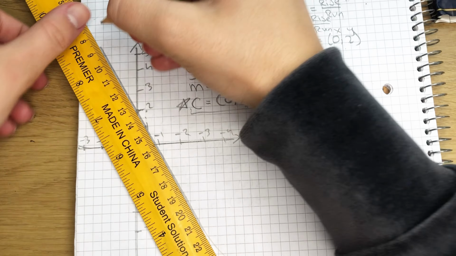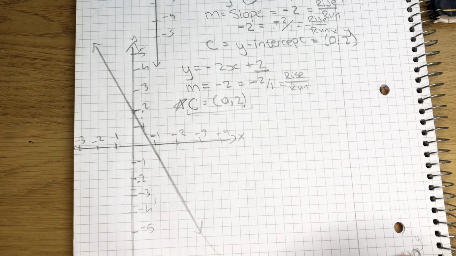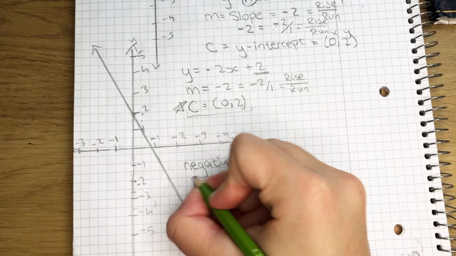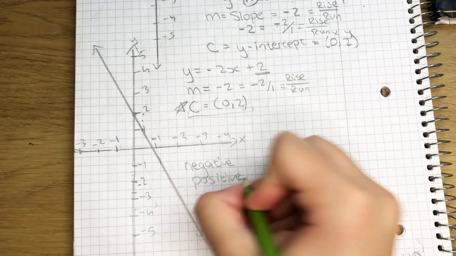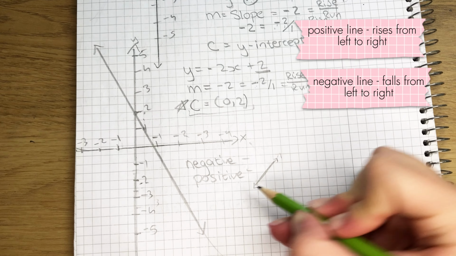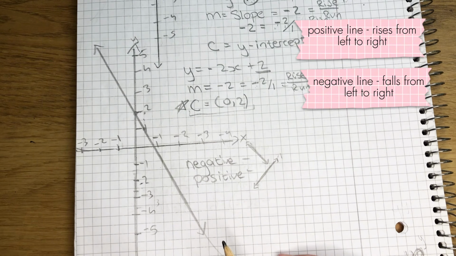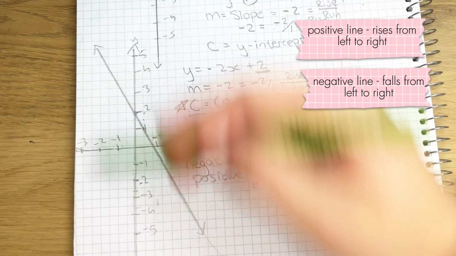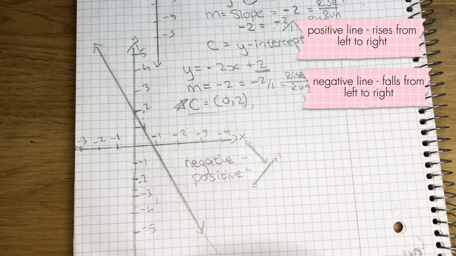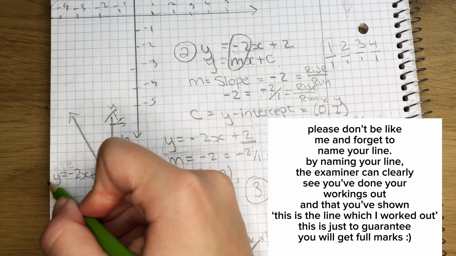Now let me ask you a quick question. Do you remember what a negative and a positive line looks like? A positive line goes this way, but a negative line goes this way. So what line is this? This is a negative line because our rise over run is negative. Okay, so you can do y equals minus 2x plus 2.